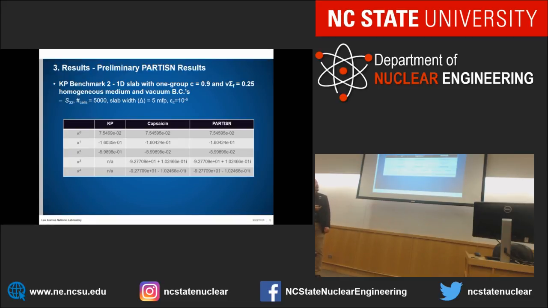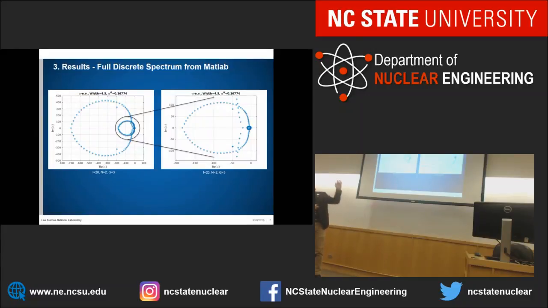And because I'm running low on time, this is just what I did. This is not Partisan results. This is just a MATLAB code I had been playing with to get the full discrete spectrum of the alpha eigenvalue. But this puts a complete picture to what I had been saying about the alpha eigenvalue.